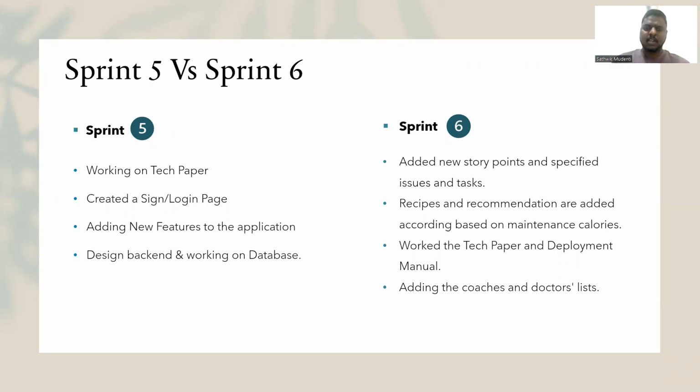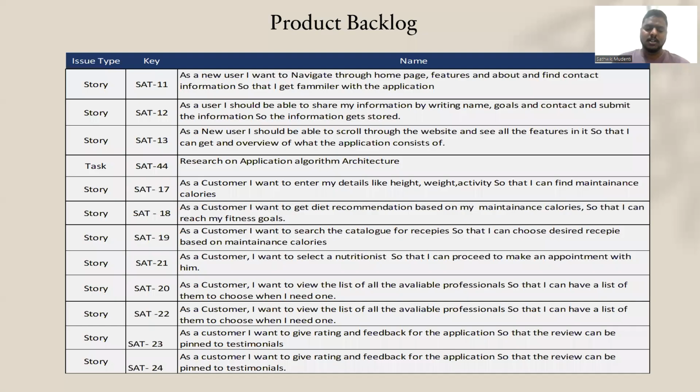In sprint 5, we worked on the tech paper. As I told earlier, we worked on the tech paper, created the login and sign up page. We added a few features, and also we designed the backend and database. In sprint 6, we added a few more story points and also new user stories. We also added recipes and recommendations according to maintenance calories. We worked on the tech paper and deployment manual. We also added the list of coaches and doctors. And the next, the product backlog, will be explained by Brunda.